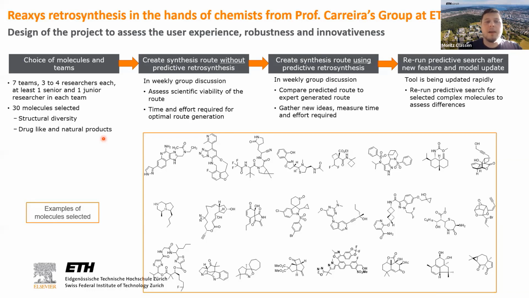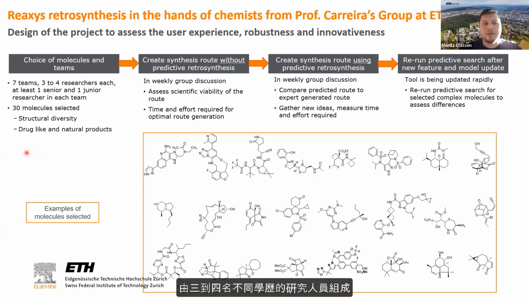That was 7 teams, comprising 3 to 4 researchers of varying academic ages, so to say. So junior PhD students, postdocs, senior PhD students. So we get a large variety of chemical know-how within the groups.